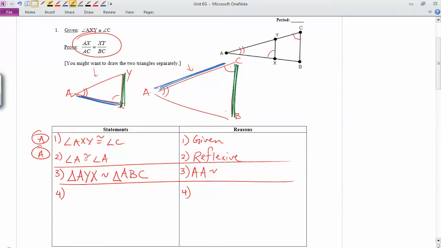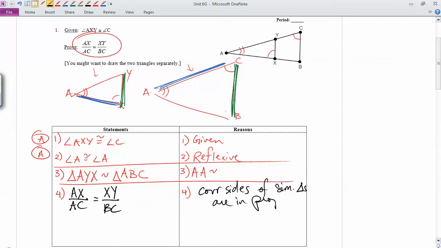So then if we set up a proportion, we've got AX over AC, so little blue over big blue, equals little green over big green, BC. And that's because corresponding sides of similar triangles are in proportion. Or CSSTP if you want to use the abbreviation. Okay, and then that's all there is to that proof. It's a fairly short proof.